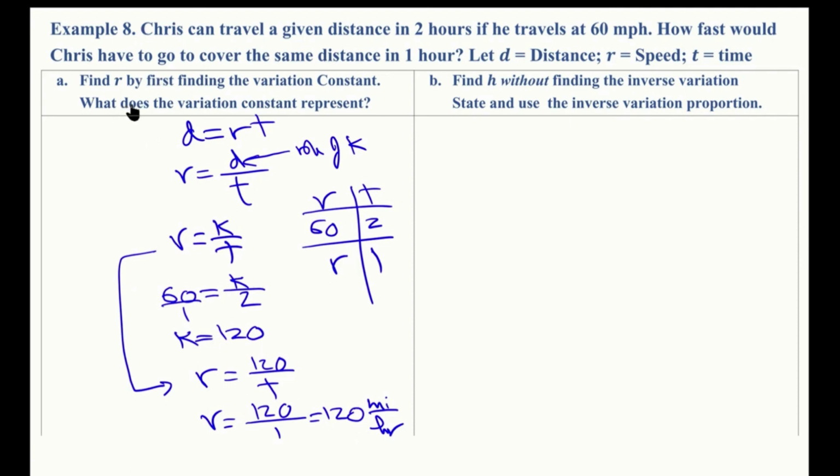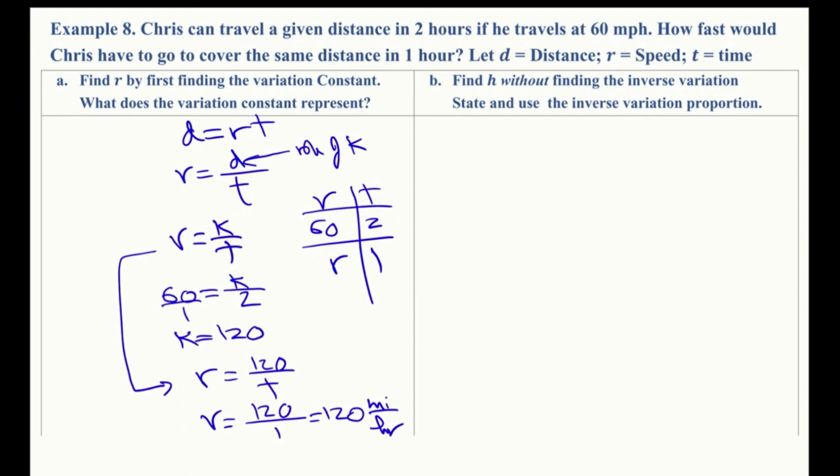So what does the variation constant represent? Remember, that represents that fixed distance that was in question here. All right, so of course, at 60 miles per hour, which is reasonable, he could do it in 2 hours, right? That means it's 120 miles. So if he wants to do it in 1 hour, he'll have to go 120 miles per hour. Not at all recommended. Let's go ahead and find it without having to find K first.